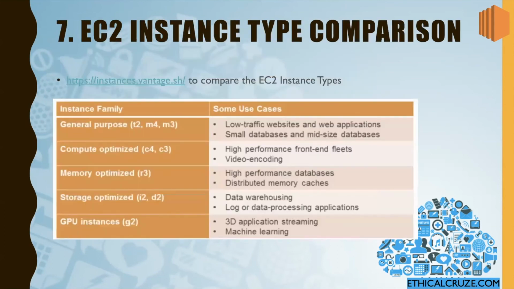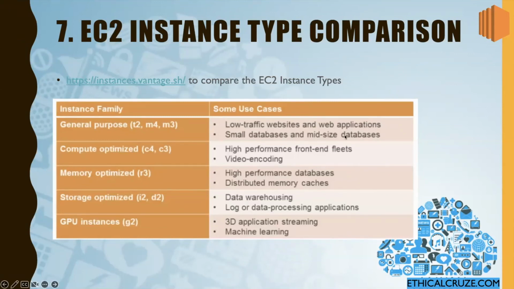Next is EC2 instance type comparison. We have different EC2 instance types, as I showed on the official Amazon website. Let me take a slight comparison between them. The first one is general purpose. It is basically used for low traffic websites and web applications, and also for websites with small and mid-size database requirements.